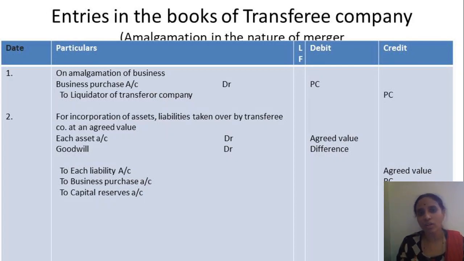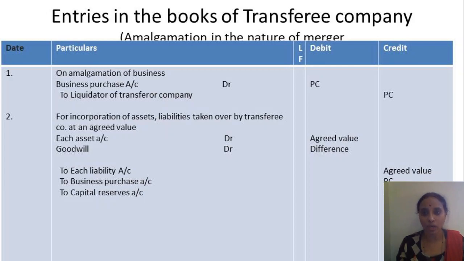So we'll see what is the journal entries to be passed for incorporating of assets and liabilities taken over by the transferring company at an agreed value. ಅಲ್ಲಿ book value ಬರುತ್ತೆ, ಇಲ್ಲಿ agreed value ಬರುತ್ತೆ. So each asset account ಏನೇನ್ asset ತಗೊಂಡಿರ್ತದೆ ಅದು ತಗೋರಿ, ಡೆಬಿಟ್ agreed value, goodwill difference ಬರುತ್ತೆ. To each liability account, liability ತಗೊಂಡಿದ್ರೆ agreed value ತಗೋರಿ. To business purchase account, purchase consideration ಬರುತ್ತೆ.